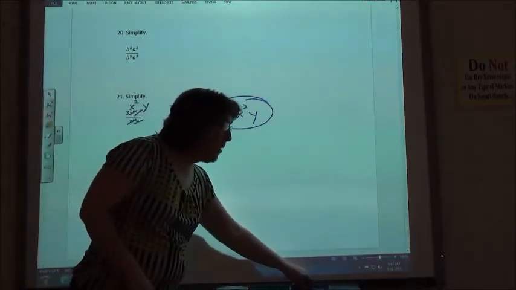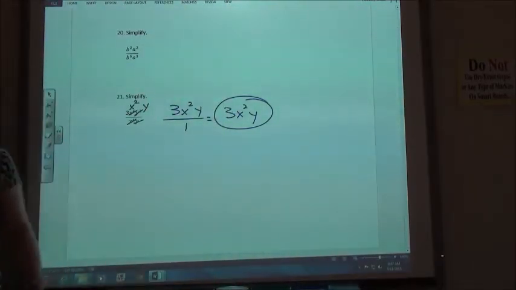So if the one's on the top, you need to have it there, but if the one's on the bottom, we don't need to write it there.